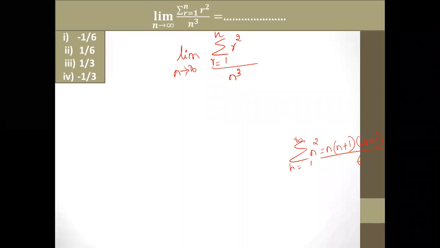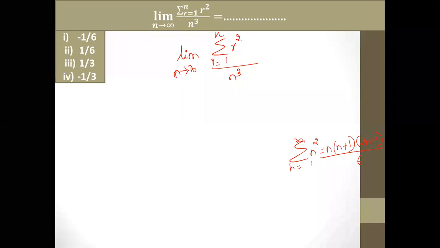Summation of n square, the sum of squares of first n natural numbers, is nothing but n into n plus 1 into 2n plus 1 divided by 6. Okay, so here you have a similar form. Instead of n, you have it as r.